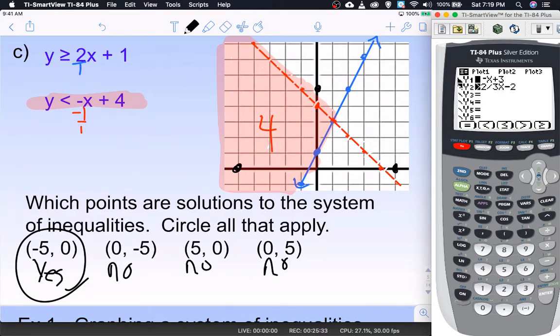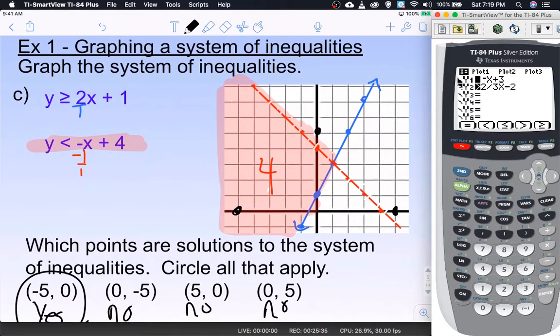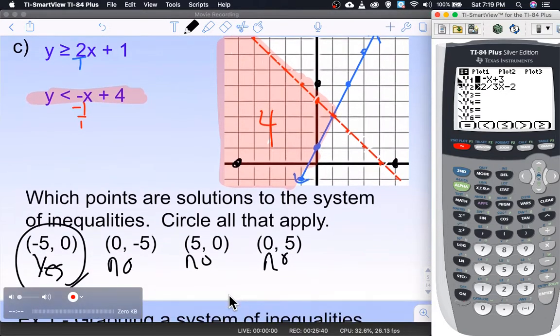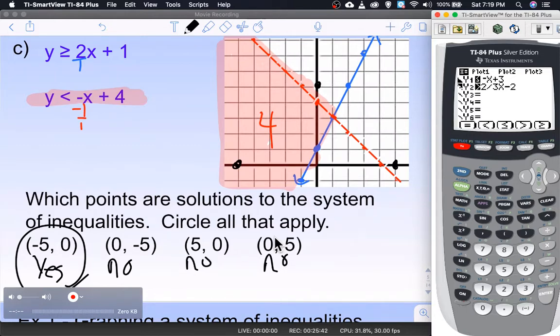Now, a slightly different way you could have done this. These problems all ask you to graph the system of inequalities and then find which points are solutions. Did you know you could have found out which of these are solutions without graphing? All you'd have to do is take each of these points. So let's say we did the first one here.